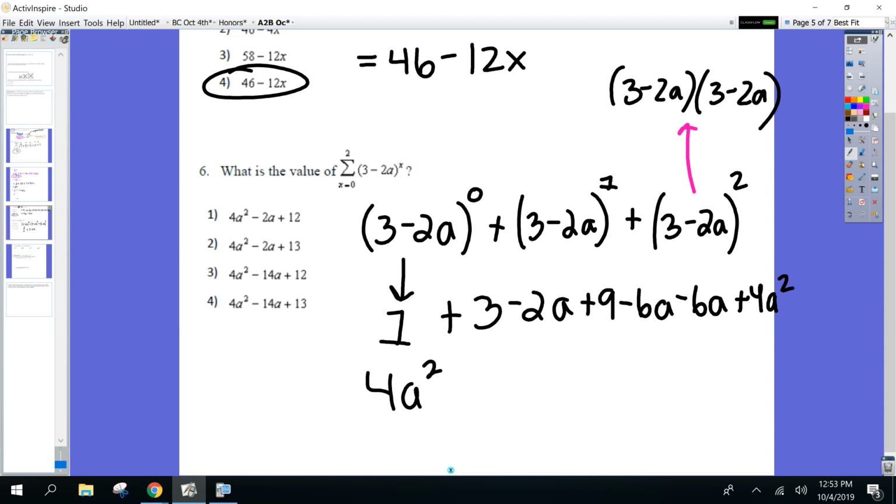How many A's do you have up here? Let's see. Negative 2A, negative 6A, negative 6A. Negative 14A, taking your time. And then I got, let's see, 1, 3, and 9. 13. And that answer is there as choice 4. Nice job.